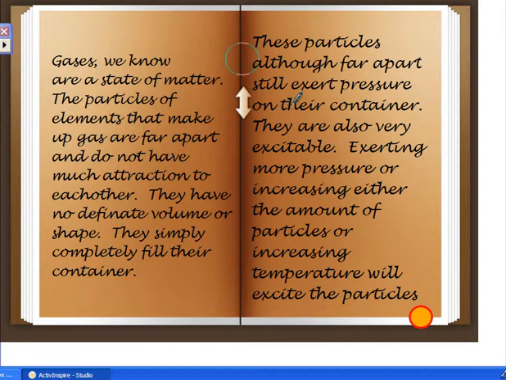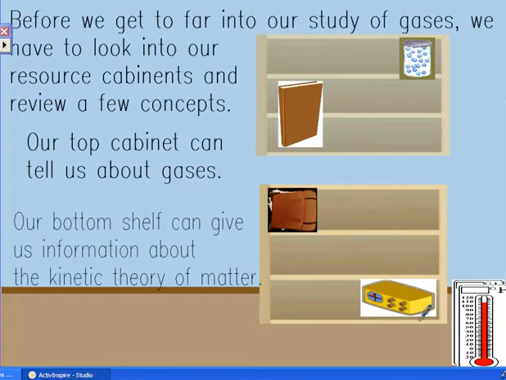Now, these particles, even though they're far apart, still exert some pressure on their container. They're also very excitable. We can excite them by exerting more pressure, increasing the amount of particles, or increasing the temperature. So now that we've talked about exciting these particles, let's look at what that means. The bottom one is the kinetic theory of matter. Let's go look at that.